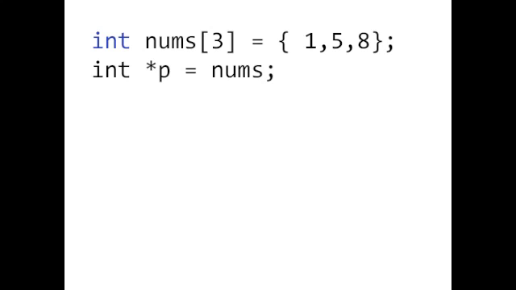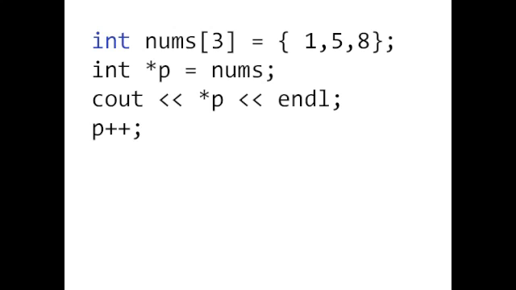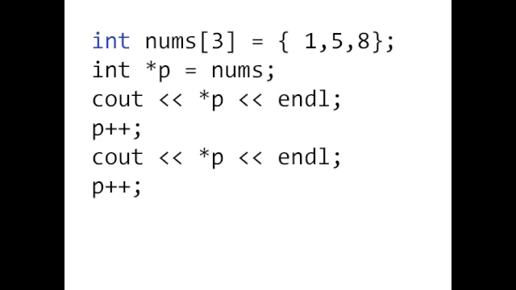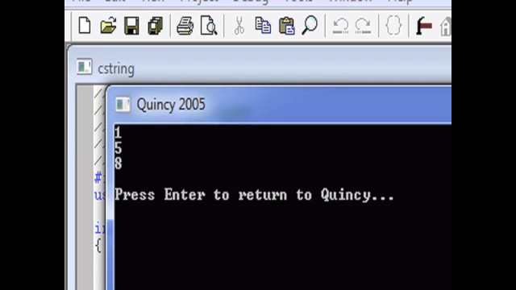So let's set p to hold the address inside nums. Now p points to the same array as nums. Now we traverse down the array by incrementing the pointer p. We can access all the elements in the entire array using pointer arithmetic.